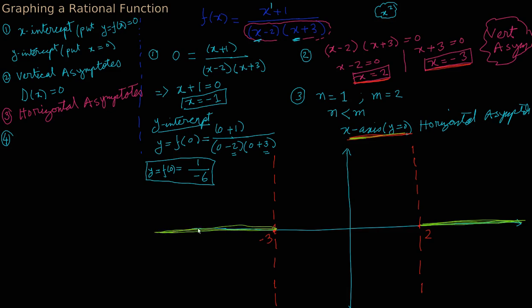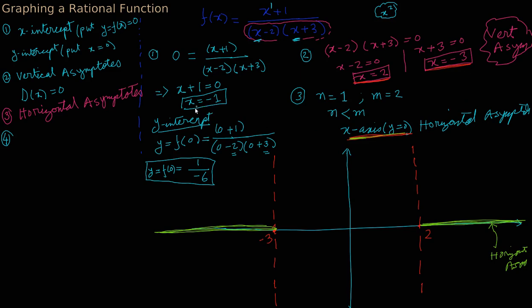Okay, so we already plotted the horizontal asymptote and vertical asymptotes, so we are done. Now let's plot the x-intercept and y-intercept. I am going to use some other color for that.